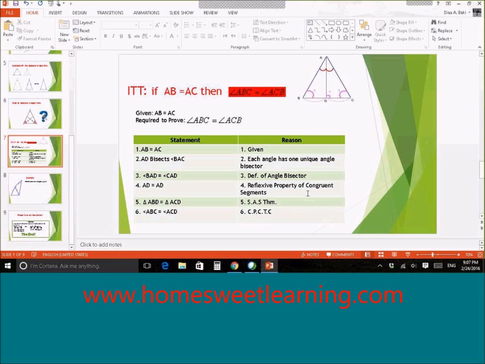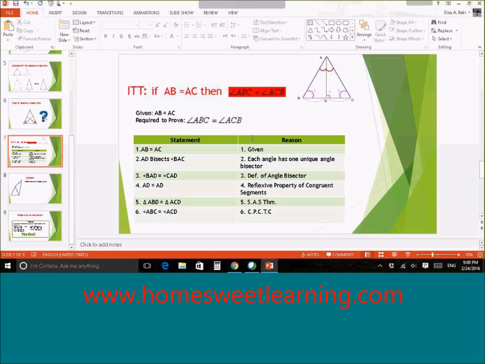So we proved the theorem, which I will repeat again. It says if two sides of a triangle are congruent, then the angles opposite to them are also congruent. And I forgot to tell you, of course, the first part is the given, so we write it as given, and this is the part that we should prove. We should prove that angle ABC is congruent to angle ACB.